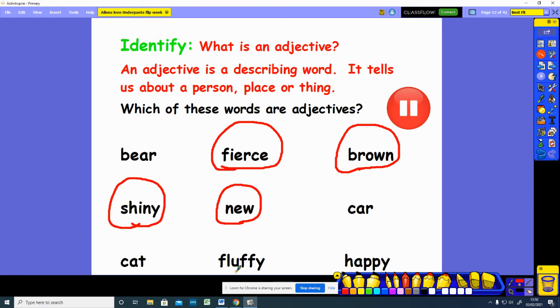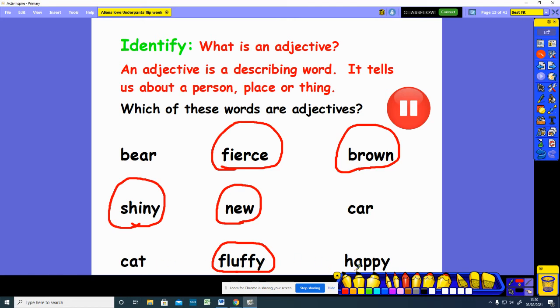Fluffy. Is fluffy an adjective? Yes, it is. Fluffy tells you about something. It describes something. We can say the cat is fluffy. It tells us something about the cat.